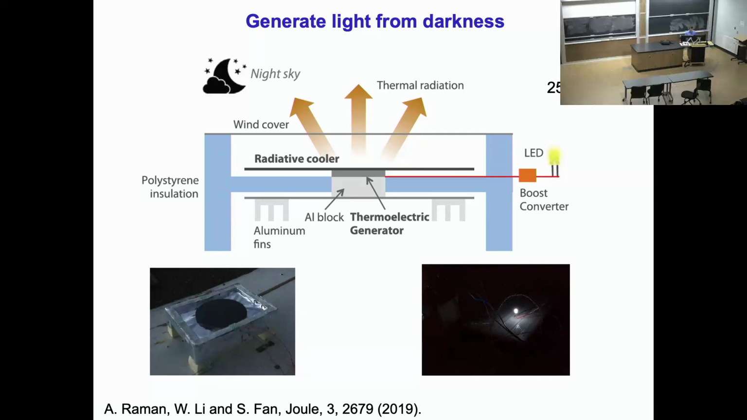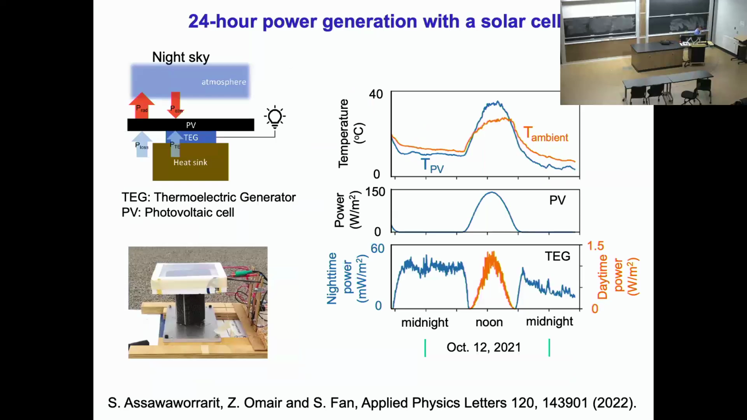A very large number of materials can be used for cooling, especially at night. I think this is a cute experiment where we take a photovoltaic panel. A silicon photovoltaic panel is typically encapsulated, meaning that you cover it with a thick layer of silicon dioxide. And that silicon dioxide layer at night is a great radiative cooler. So consequently, you can take a photovoltaic panel and put a thermoelectric generator on the backside. And this would then generate power both during the day and during the night.